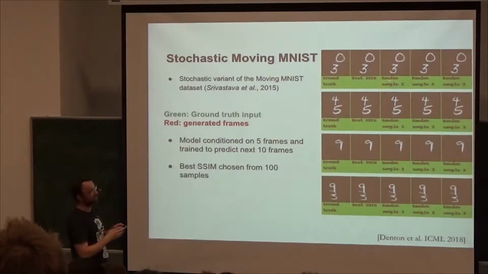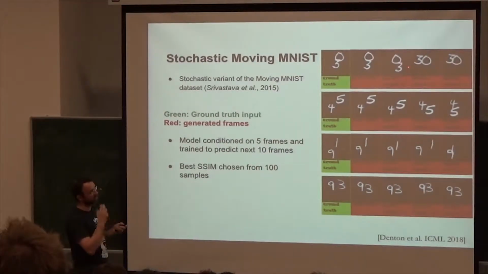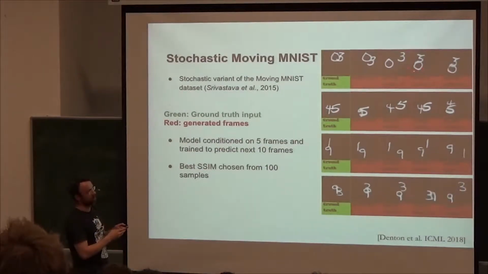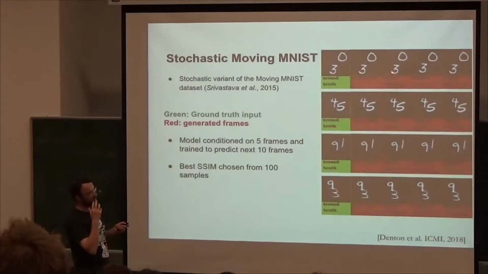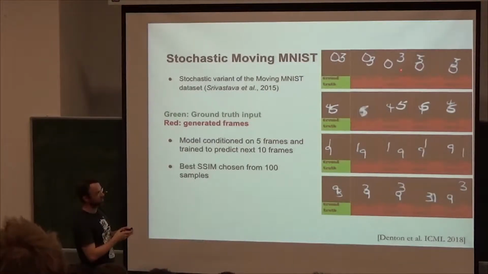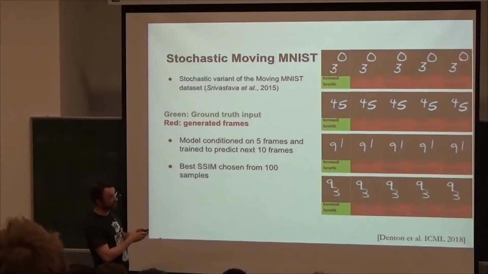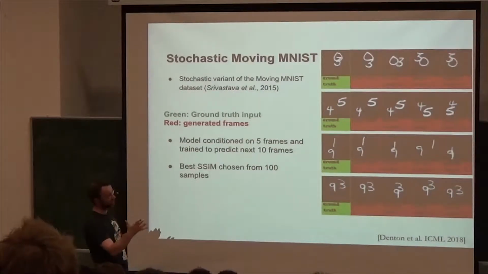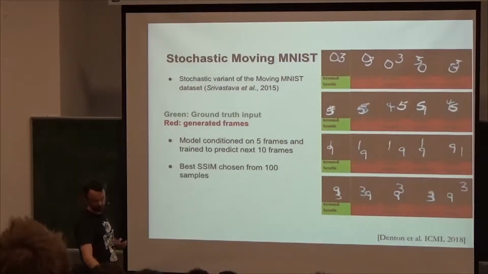In this very toy setting, reasonably, the digits stay crisp, and the few different samples all have different motions being generated. Each one of these corresponds to a different random variable you've sampled, and you just put it into the encoder.